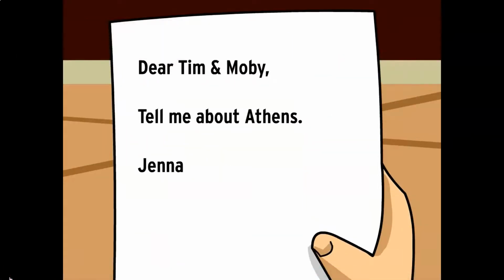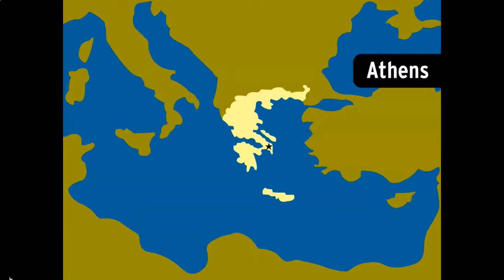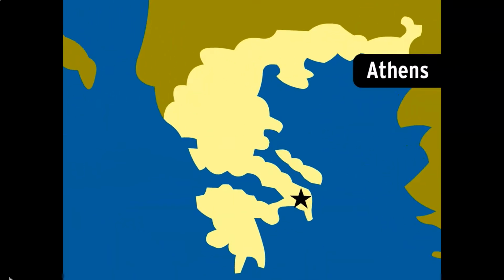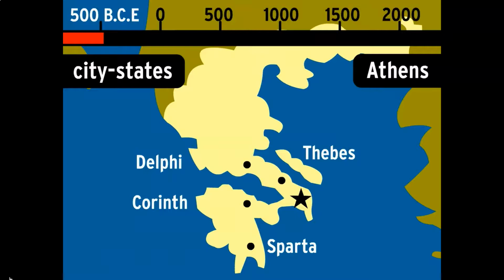Dear Tim and Moby, tell me about Athens. From Jenna. Okay. Athens is the capital of Greece. Yep, it's also where the modern Olympics began and where the 2004 Summer Games were held. But more than that, Athens has a really important past. A long time ago, Greece was divided up into city-states made of cities and their surrounding farmlands. Athens was one of them.